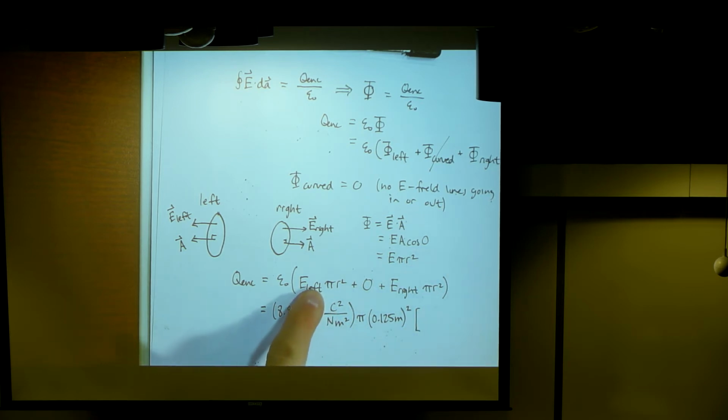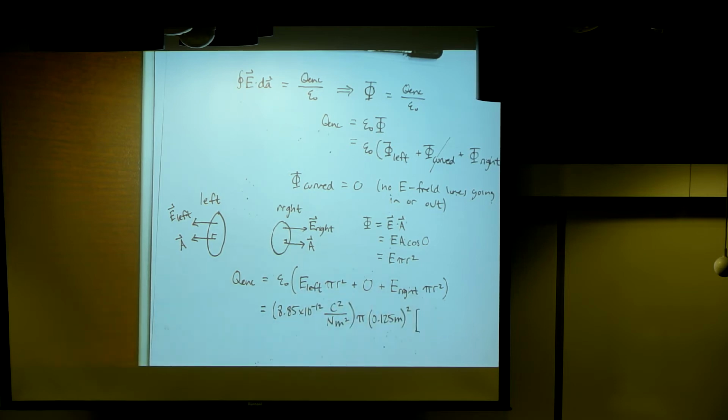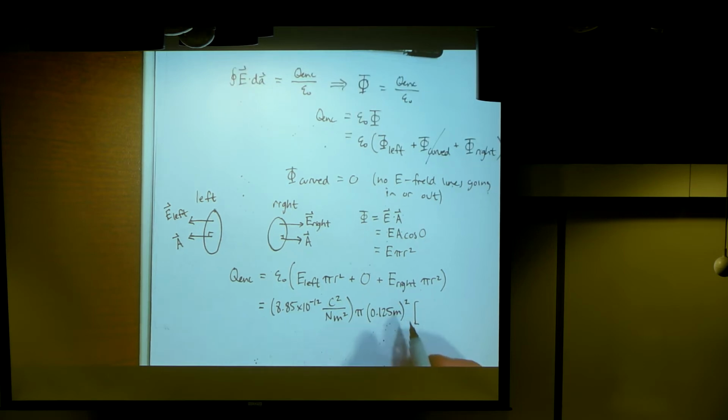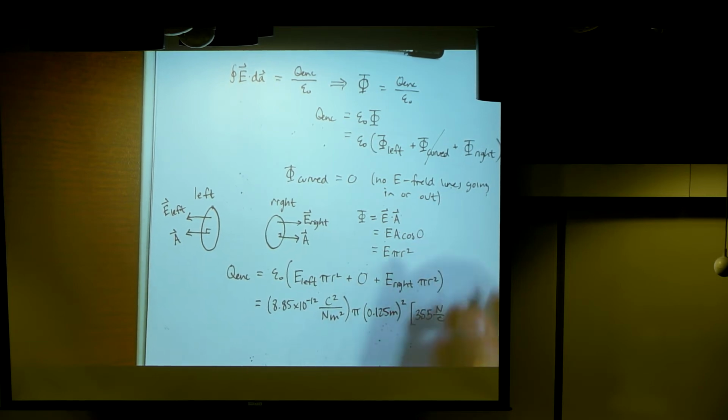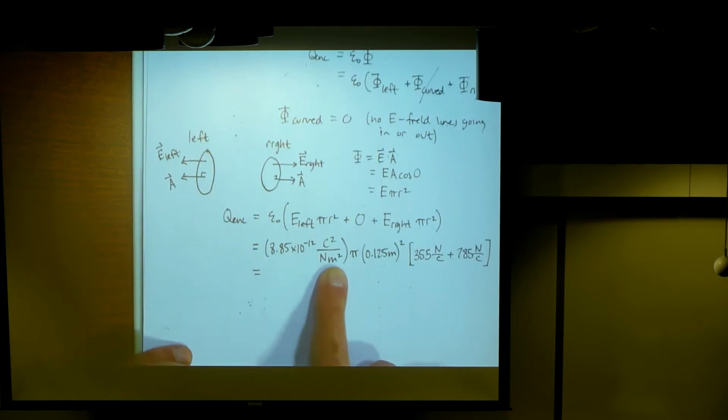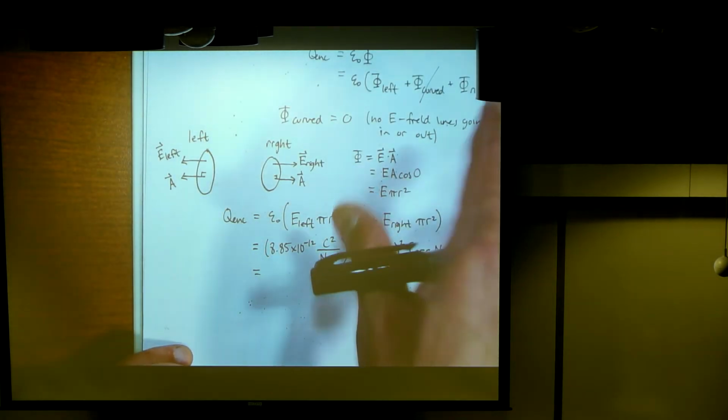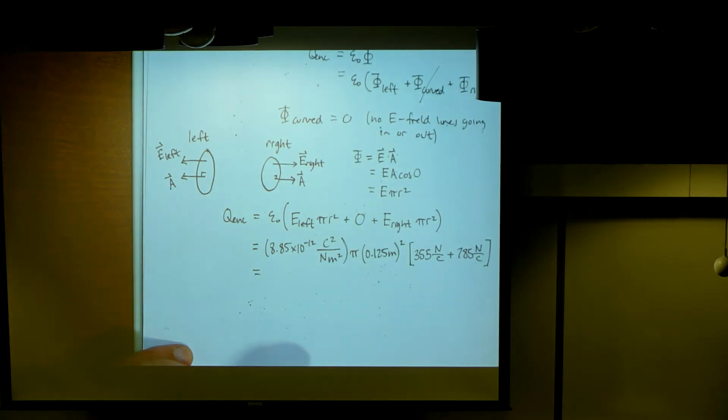And then, what am I left with? The two E fields on each side added together. Okay? So on the left side, what I had was 355 newtons per coulomb. And on the right side, what I had was 785 newtons per coulomb. Okay, so these are the numbers we're going to multiply together. So someone out there, real quick, just punch this into your calculator. And while you're doing that, we'll take a look at the units.